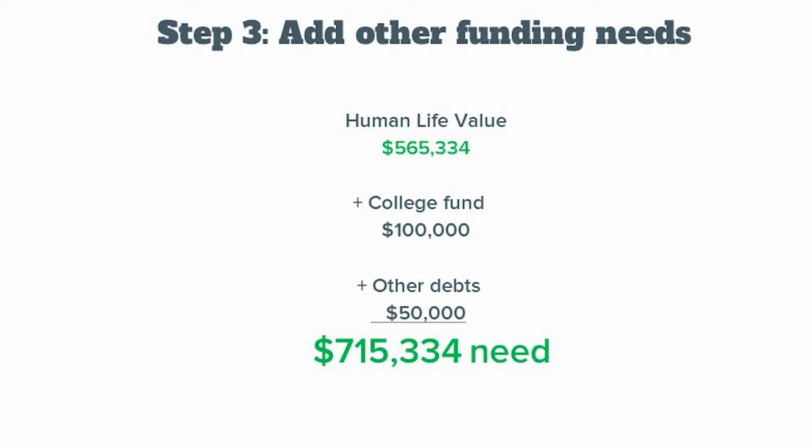Once you've found your human life value, you can add in other variables that you want factored into your insurance needs, like college costs, like emergency funds, and you can find the total amount of life insurance you need to purchase. In our example, we take the human life value of $565,334. We add a college fund of $100,000 and maybe other debts that they would want paid off in the event of their death of $50,000. And we come to a total life insurance need of $715,334.